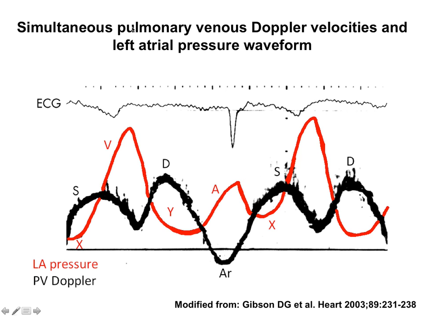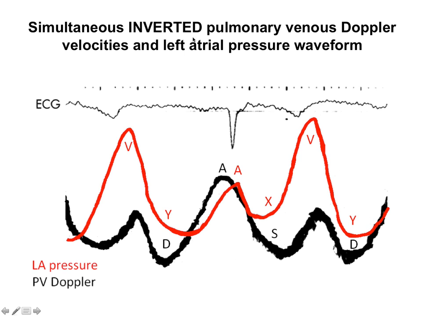If you did simultaneous pulmonary vein Doppler and left atrial pressure waveform, the black is pulmonary vein Doppler, S, D, Y, and your red is your pressure. You see how they sort of correspond. But if you were to invert it, you would see what I'm talking about. The Y is your D, your A reversal is your A wave, your S is your X wave, and your V wave is usually absent in the pulmonary vein, but if you have systolic reversal from a tall V wave from severe mitral regurgitation, for instance, then you would see that.